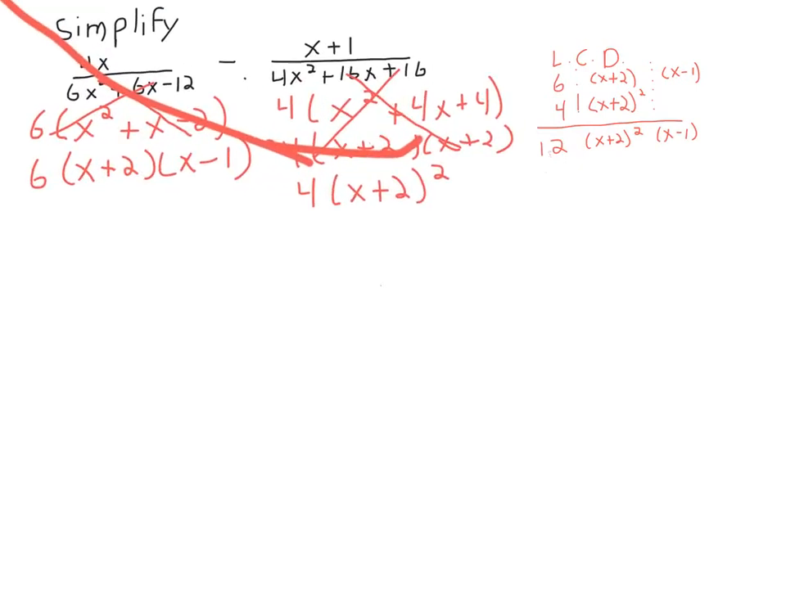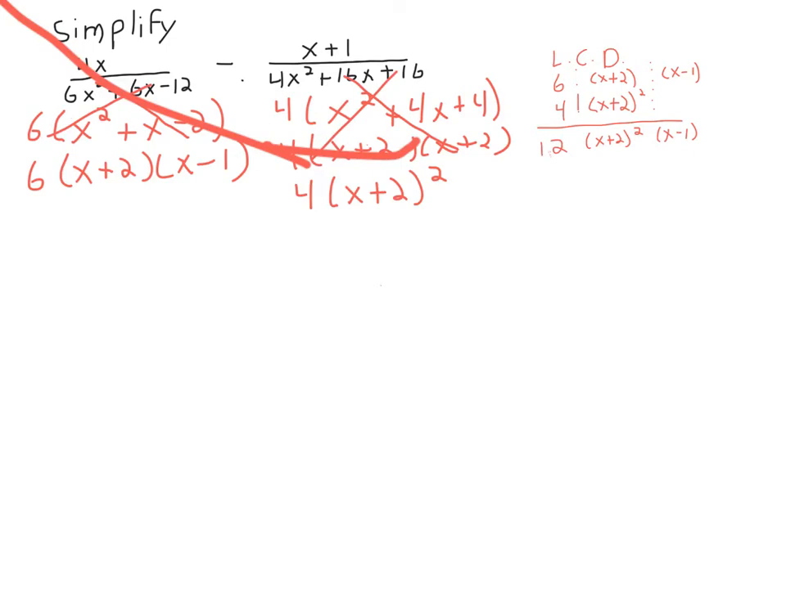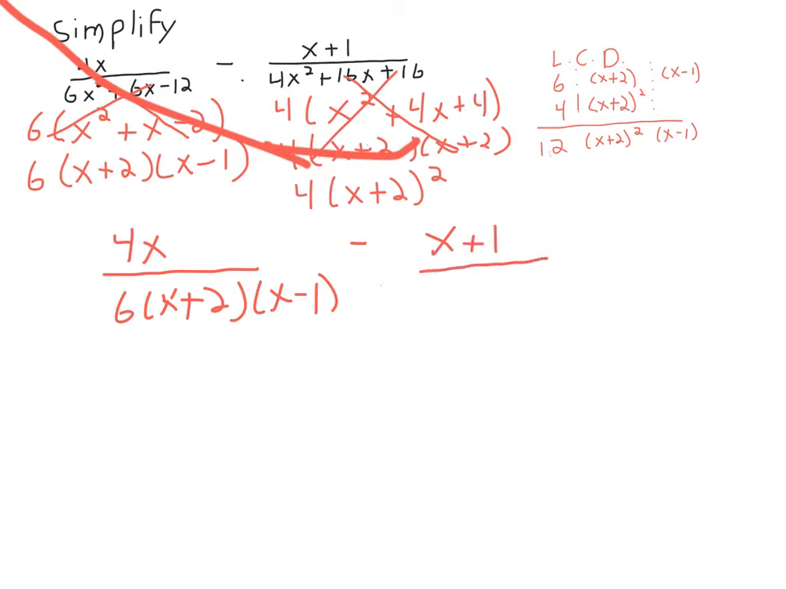Bring this one back. And again, sorry about the red line through it. Let's go ahead and just rewrite that problem now. The numerator we have is 4x all over 6 times (x plus 2) times (x minus 1), minus (x plus 1) over 4 times (x plus 2) squared.